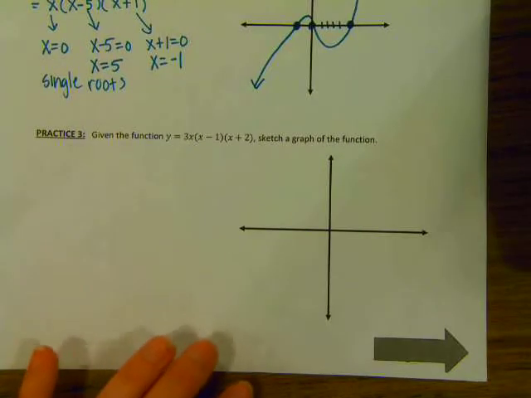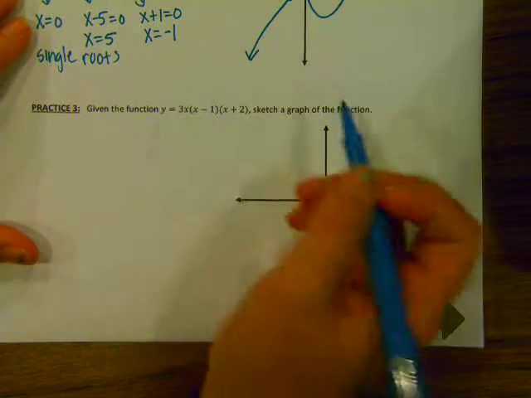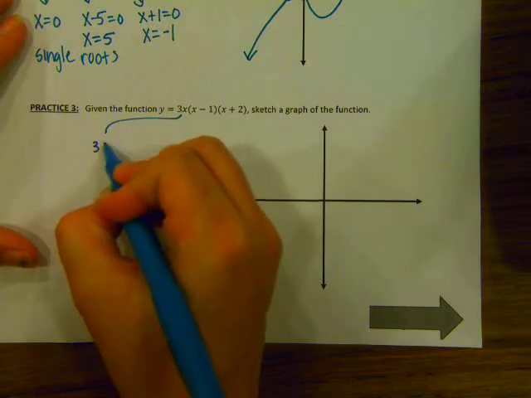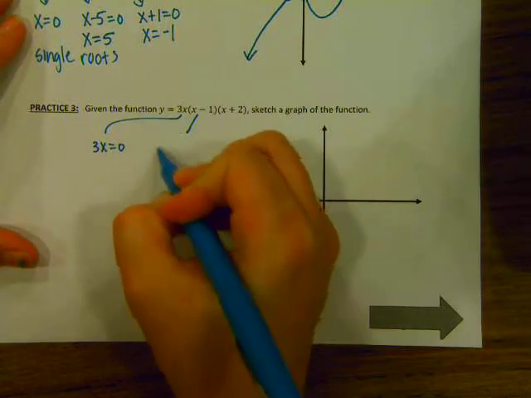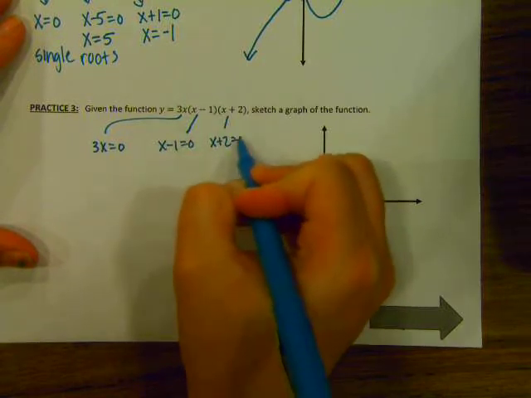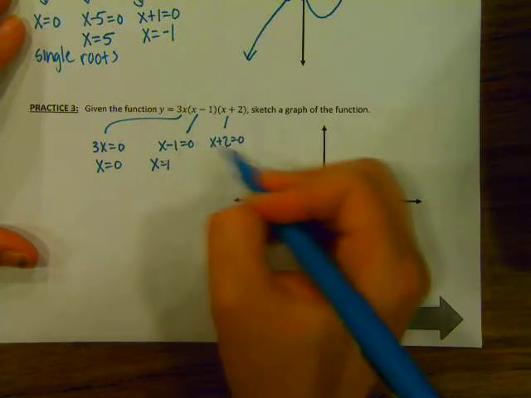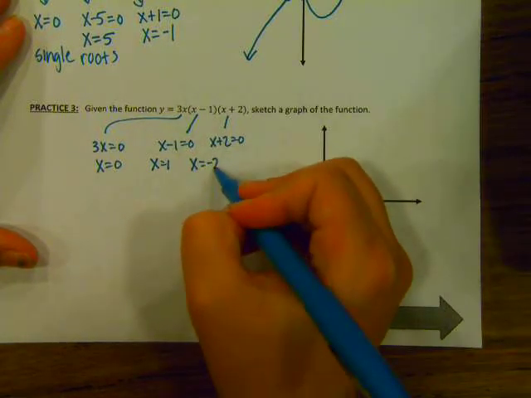Now, the others were already in factored form, so let's go through and see. The nice thing about factored form is you don't have to factor. Just set each of them equal to 0 to get your roots. So this x has to equal 0. This x has to equal 1. This x has to equal -2.